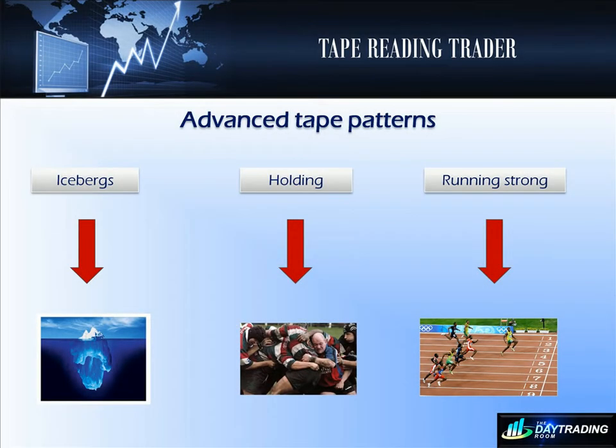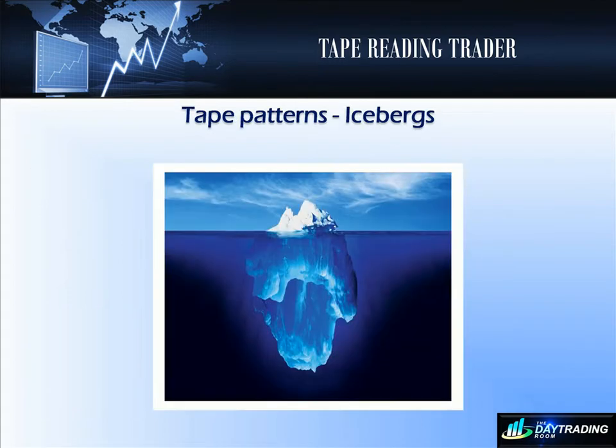Now, each of these can be used in individual circumstances. Icebergs are going to go through some deep depth next. Holding is really how the tape is responding if a level is being held. So it coincides with our key level reaction trading strategy. So we're at support resistance and we're looking for clues on the tape that show us that that price is holding. And the final advanced tape pattern, running strong, is the continuation. And within that, we've got the pause. So within the continuation family of trades, what we're looking for specifically on the tape to confirm that the market is running strong. So let's move on to icebergs.